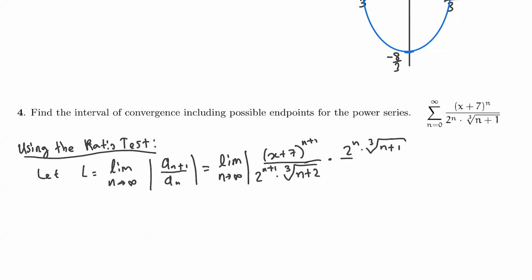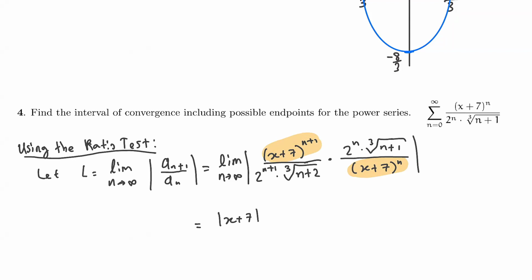All of this is divided by x plus 7 to the power of n, like that. So this is the limit that we are considering. Hopefully, we can take care of this x plus 7 to the power of n plus 1 and x plus 7 to the power of n. And then we can pull that outside of the limit. That's going to be the absolute value of x plus 7.